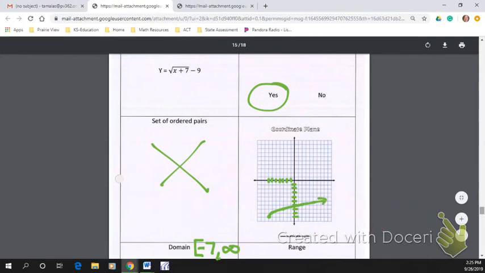How about the range? Look from the bottom to the top. So it's going to go from negative 9 to positive infinity.